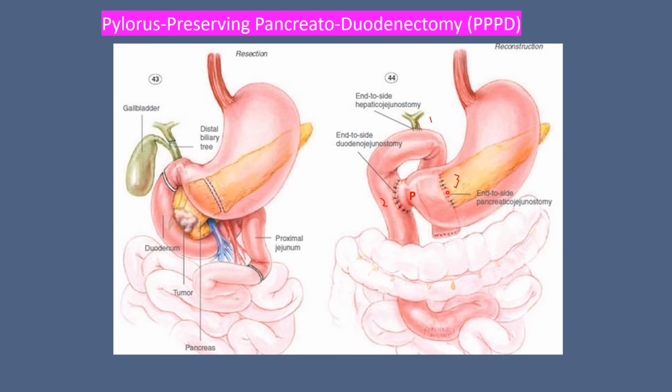And then the pancreaticojejunostomy, as usual, which I said, the third one. Okay, so the three bypasses are still there, except in this case, the pylorus is preserved, thereby the reflux of jejunal contents into the stomach is reduced by the presence of the pyloric sphincter.